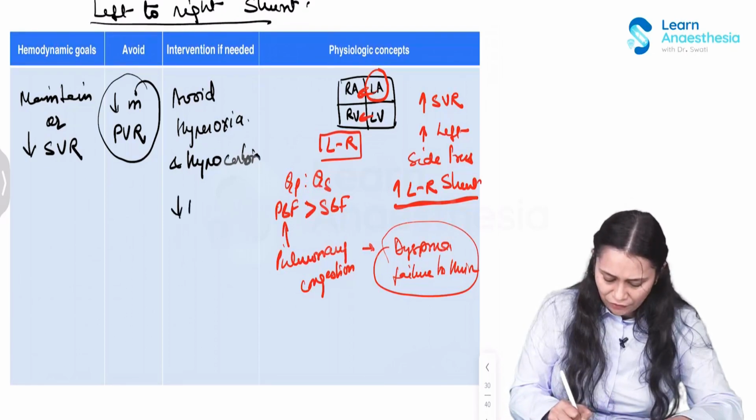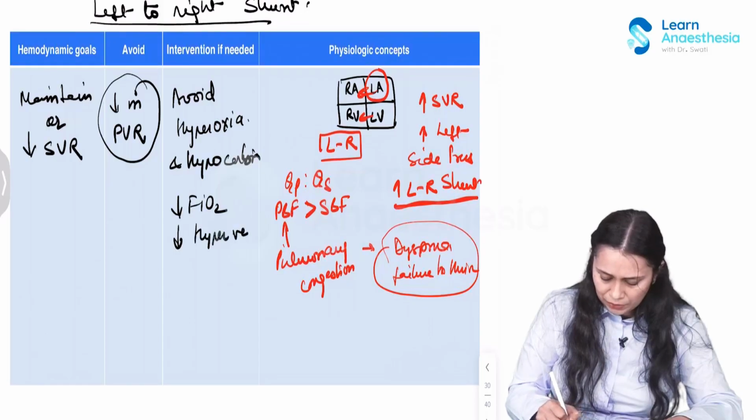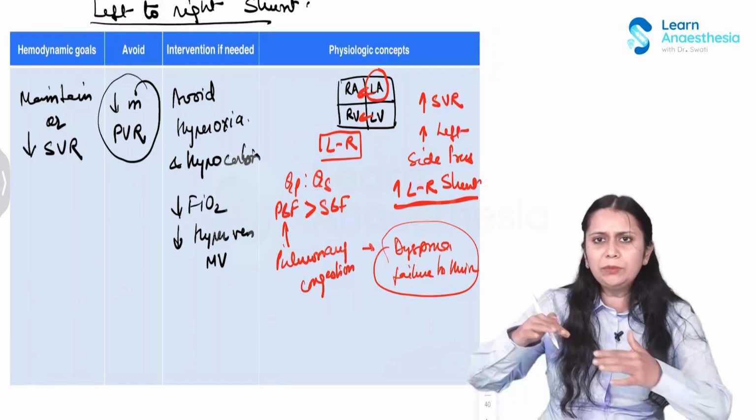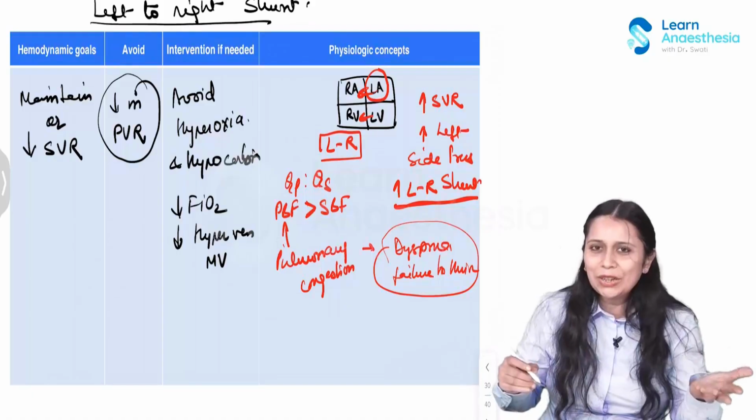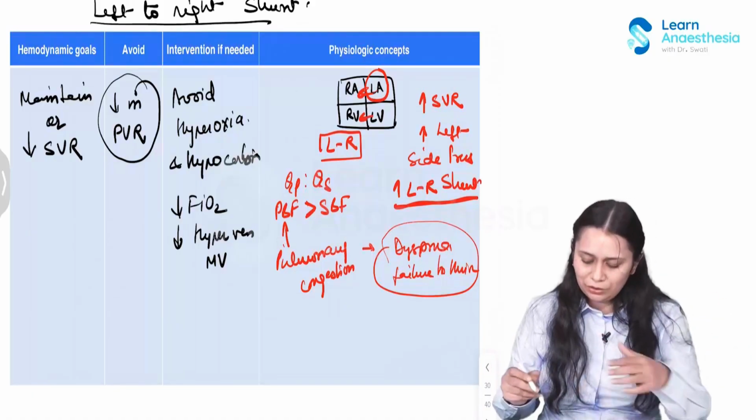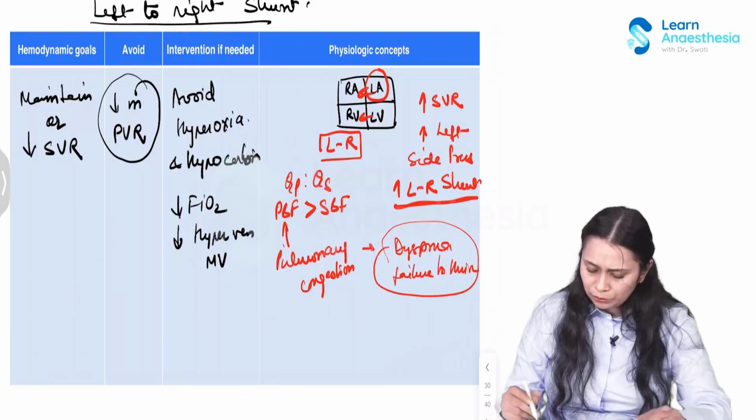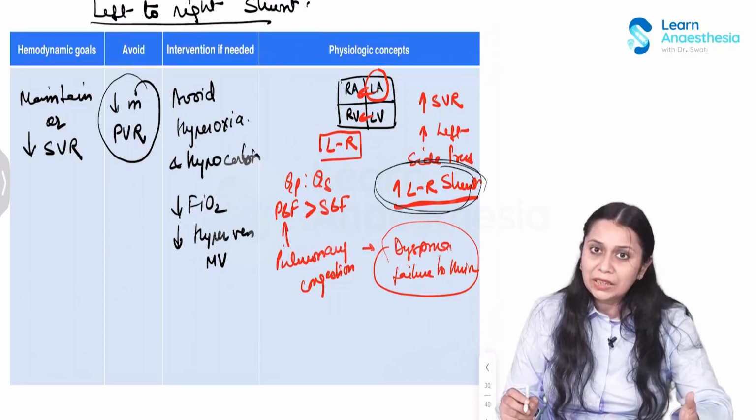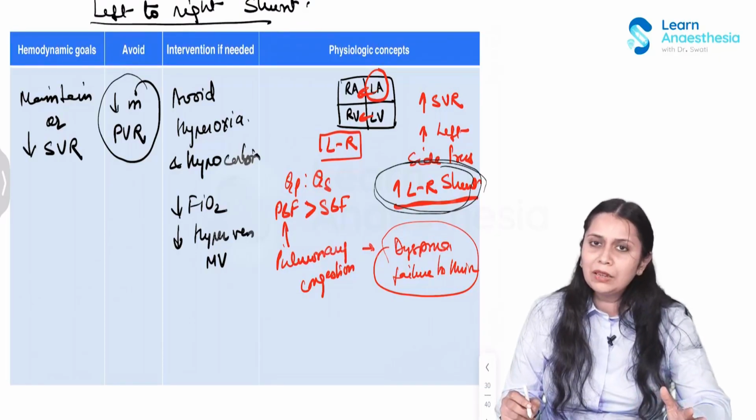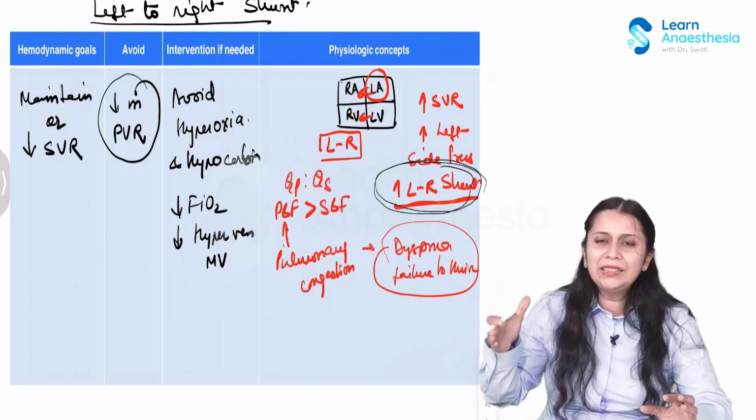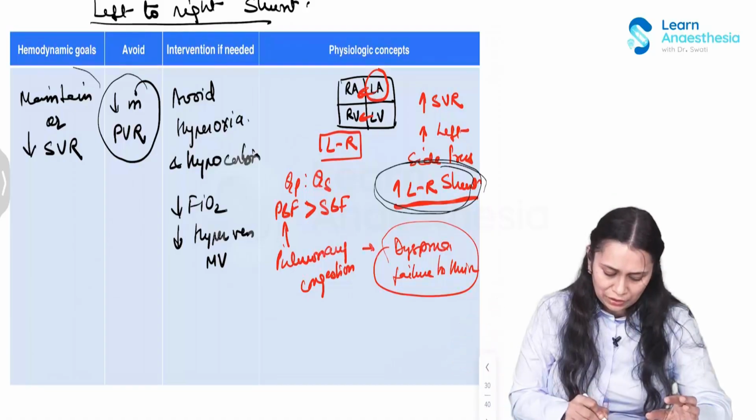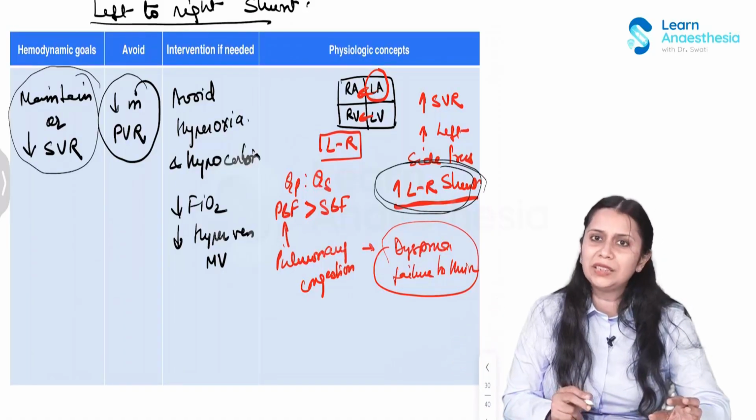So how can we do this? By keeping a low FiO2 and avoiding hyperventilation, decreasing minute ventilation, right? So we need to keep the CO2 towards a little higher side and oxygen towards a little lower side, just opposite of what we were doing in the right to left shunt. Here we need to prevent the shunt fraction from increasing, and this can be prevented simply by preventing the decrease in PVR and by decreasing the SVR to some extent. So the goal is to decrease or maintain SVR and prevent the decrease in PVR.